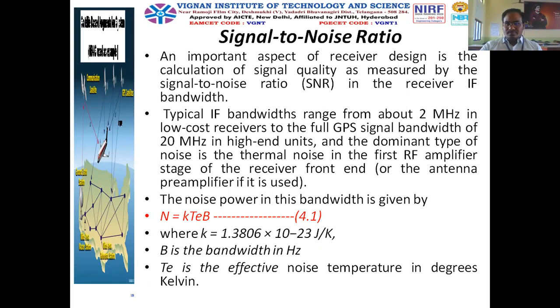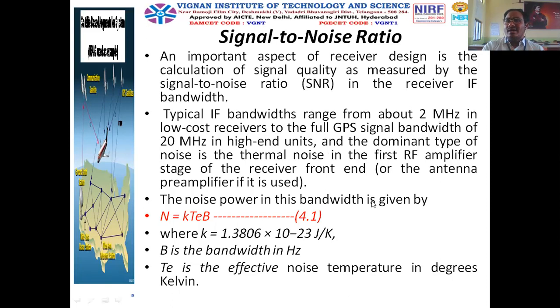So here the IF bandwidths range from about 2 megahertz for the low cost receivers. For the low cost receivers, the intermediate frequency bandwidth is 2 megahertz. For high cost or high end receivers, that is 20 megahertz. And the dominant type of noise is thermal noise. So in both the cases, the probable noise is thermal noise in the first RF amplifier stage of the receiver front end.